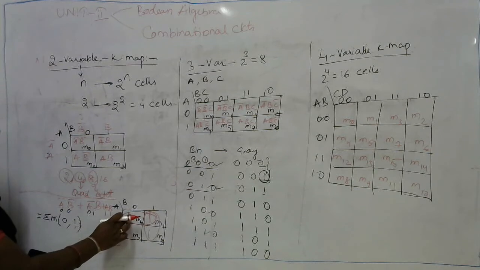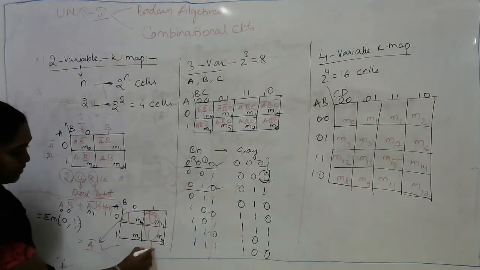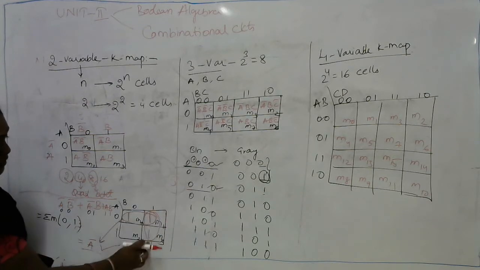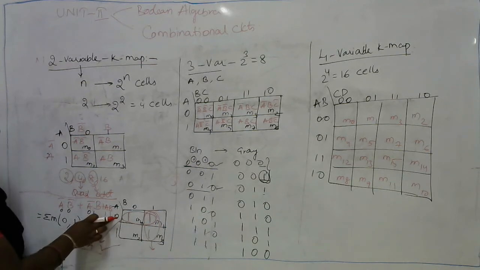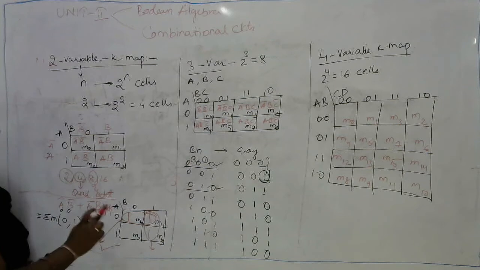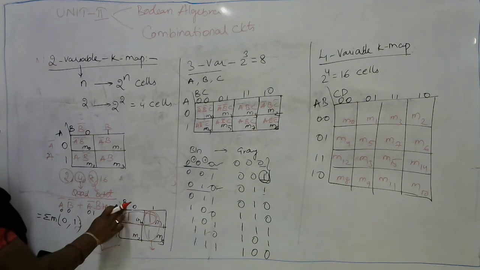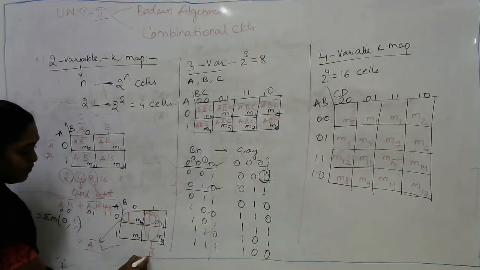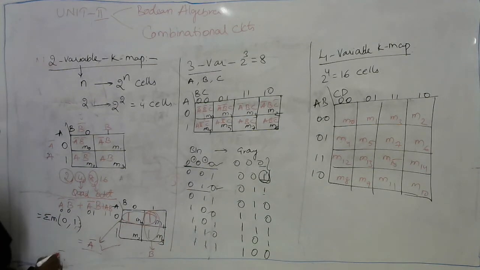If I write the result for the first adjacency, I will get A bar. Similarly, for the adjacency of these two cells, as they are related to two rows, the first row is 0 and the second row is 1, both will be cancelled out. As it is present in a single column, the corresponding column value is 1. This 1 is related to B. So the simplified expression for this adjacency is B. Now the overall expression is A bar plus B.